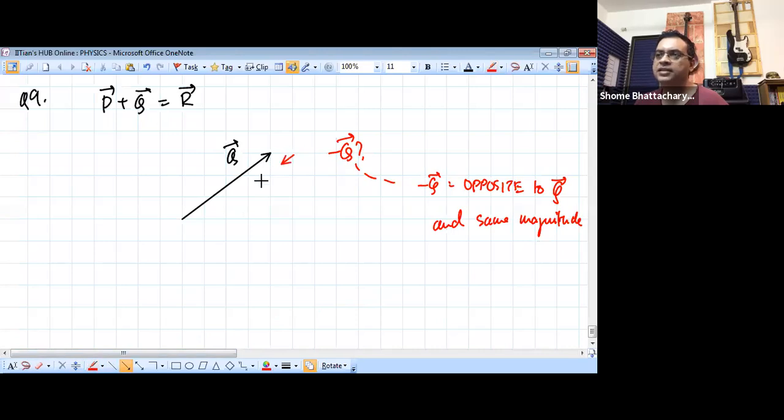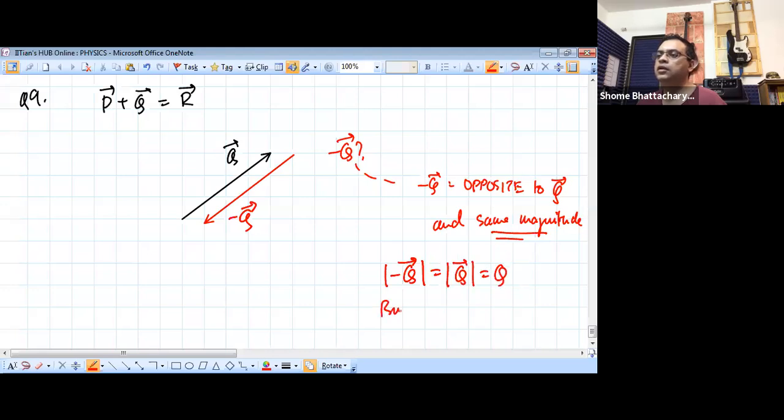So the vector minus Q will be like this. It will be exactly the same length as Q, but opposite in direction. So minus Q is a vector which is opposite to Q, but of the same magnitude. Mod of minus Q is the same as mod of Q vector, which is capital Q. But direction is opposite.